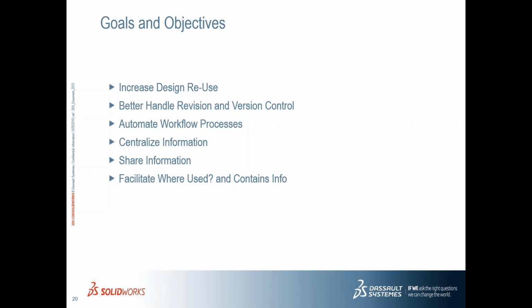Second goal that we hear a lot is we have no control over what the current revision is. That's probably the most common thing I get: people come in and say, Roland, I got 5 drawings. They're all revision B. They all look different. I don't know which one is the right one.